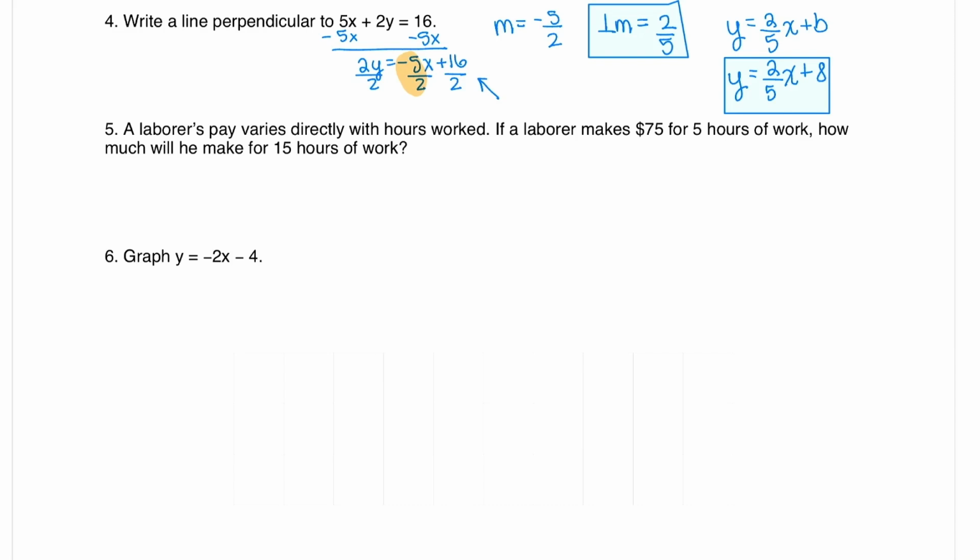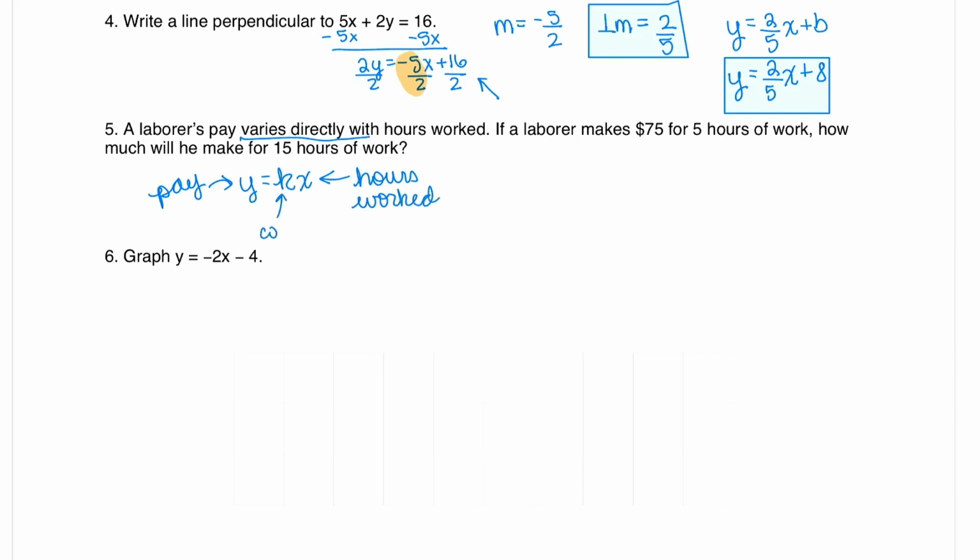Number 5, a laborer's pay varies directly with the hours worked. If a laborer makes $75 for 5 hours of work, how much will he make for 15 hours of work? So varying directly, that means that it's going to be y equals kx. So that would mean that this is the laborer's pay, and x would be the hours worked.